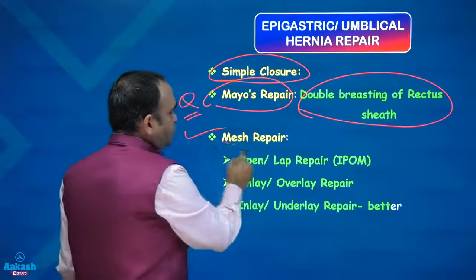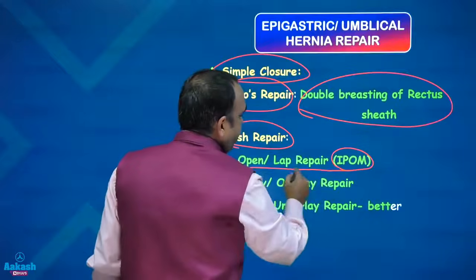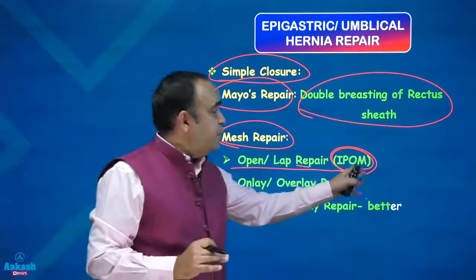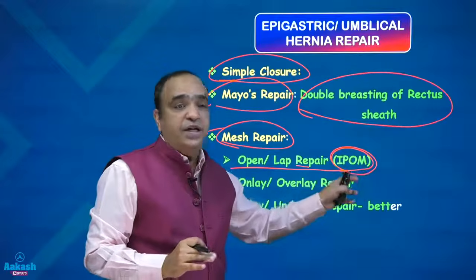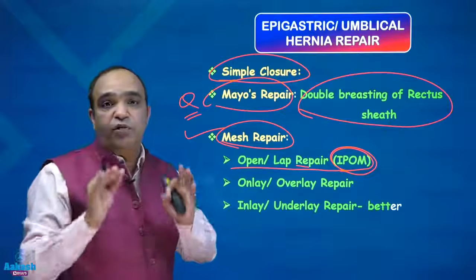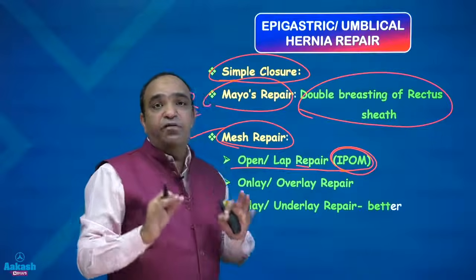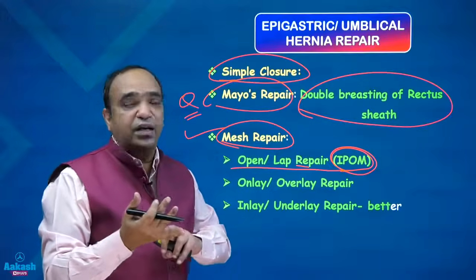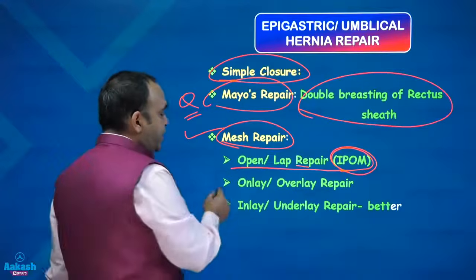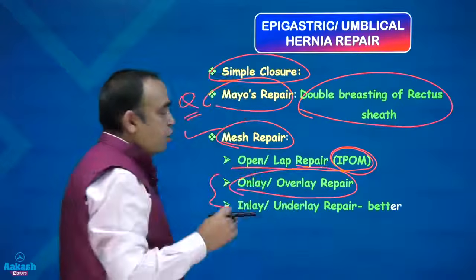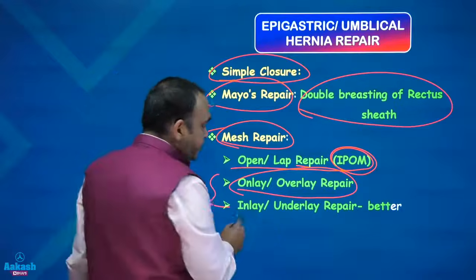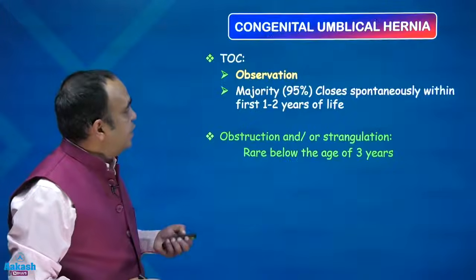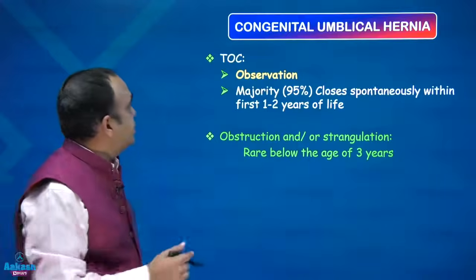Now mesh repair, open or lap mesh repair here is known as IPOM, that is intraperitoneal onlay mesh. Intraperitoneal onlay mesh, IPOM, is a technique of laparoscopic mesh repair of ventral hernias. So it's the same for epigastric, umbilical, paraumbilical, and also the incisional hernias. In open techniques, outside the defect we call it onlay or overlay repair. If we place the mesh under the defect, which is better, ideally, it is inlay or underlay repair. I'll explain this in detail a little later.